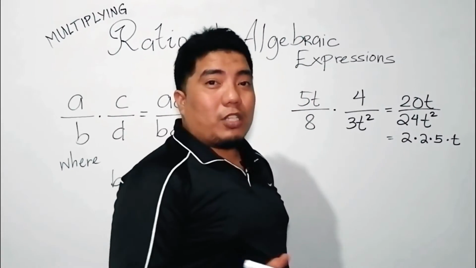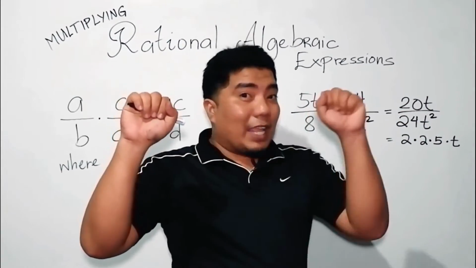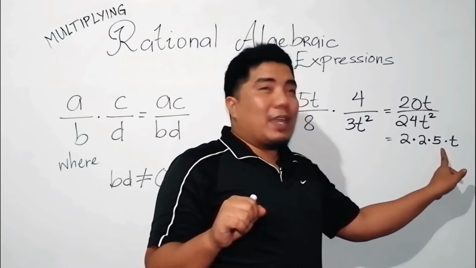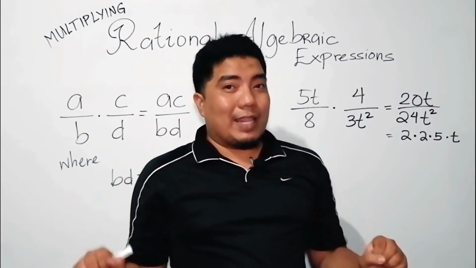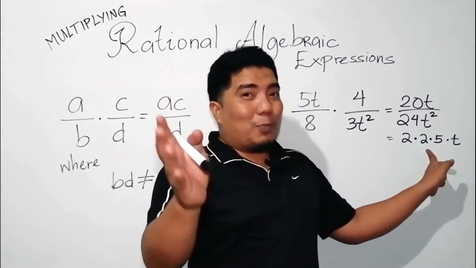Because 20 is 4 and 5. Your 4 will be broken down into 2 and 2. Hope you got that one.